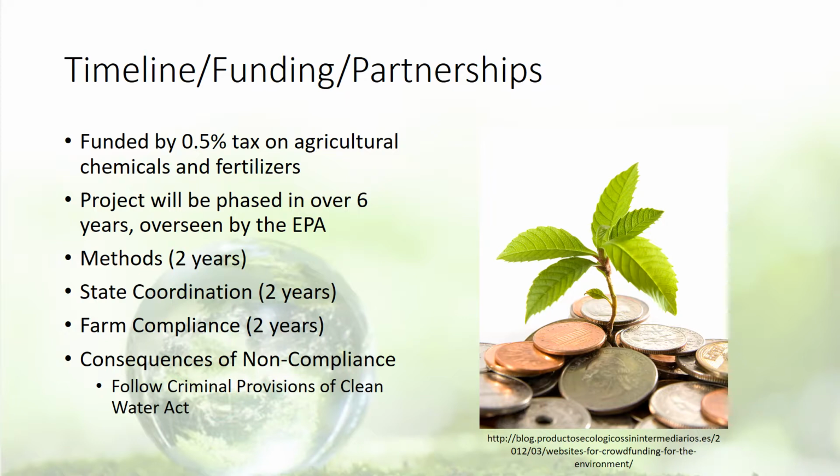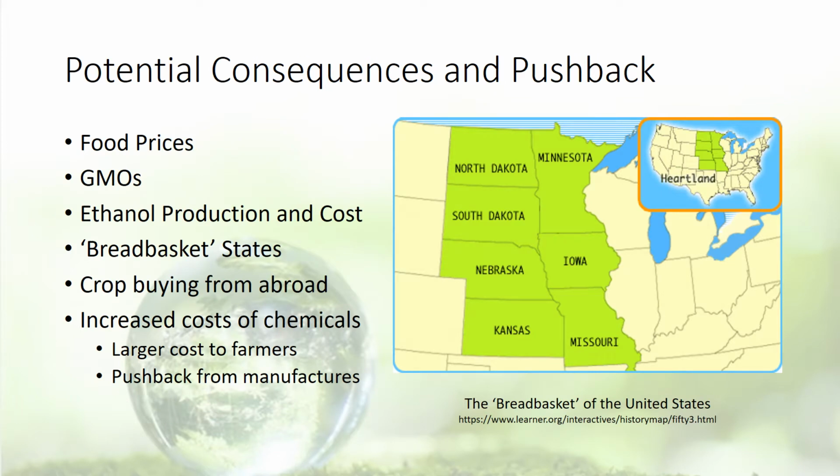The non-point source pollution plan will be funded by a 0.5% tax on agricultural chemicals and fertilizers. This project will be phased in over 6 years, overseen by the EPA. Evaluation of the two methods and formulation of the four-factor method will take place over the first 2 years, with evaluations of the maximum load limit when a field is sprayed per day in pounds per acre. The consequences of noncompliance will follow the criminal provisions of the Clean Water Act, which may result in jail time or fines.